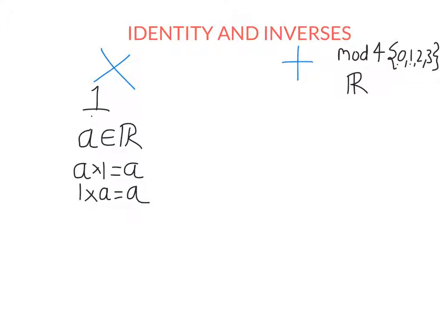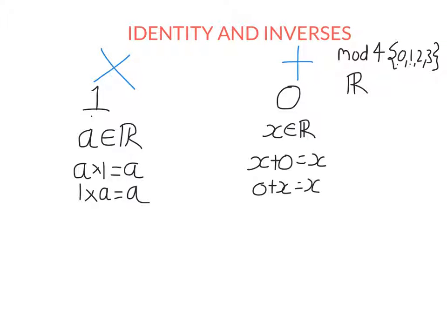So for addition, the identity is not 1, because if you add 1, that will change the number. The identity is actually 0, because if I have another element of the real numbers, so x is just a real number, if I add x to 0, it doesn't change it. If I add 0 to x, it does not change it. So we say that 1 is the multiplicative identity and 0 the additive identity.